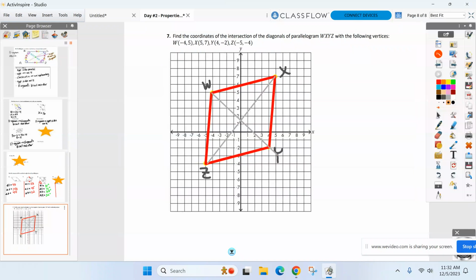And we talked earlier, when I draw both diagonals in, they bisect each other, right? So the intersection of the diagonals should be the midpoint of either diagonal. If we find the midpoint of XZ, it's the same thing as the midpoint of WY. And guess who's not going to give you the midpoint formula? This guy. Do we really need to go back to our Unit 1 packets and look up the midpoint formula? What is it?